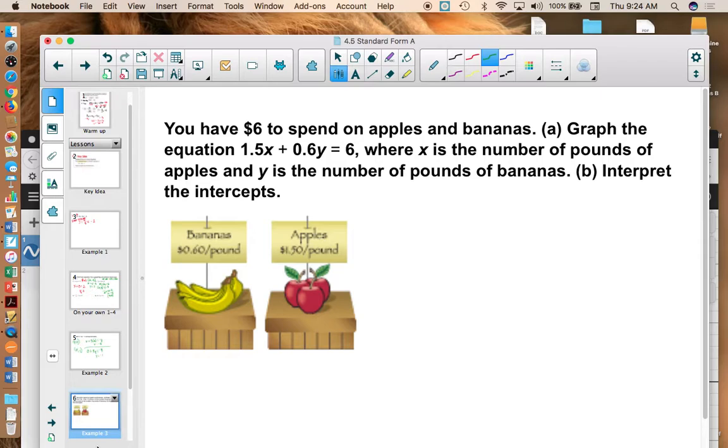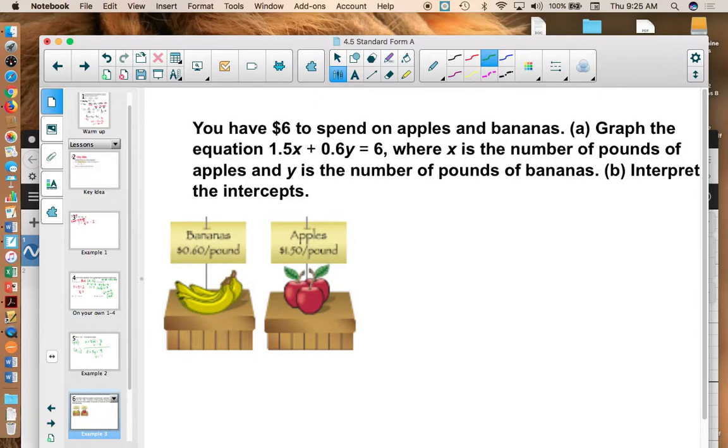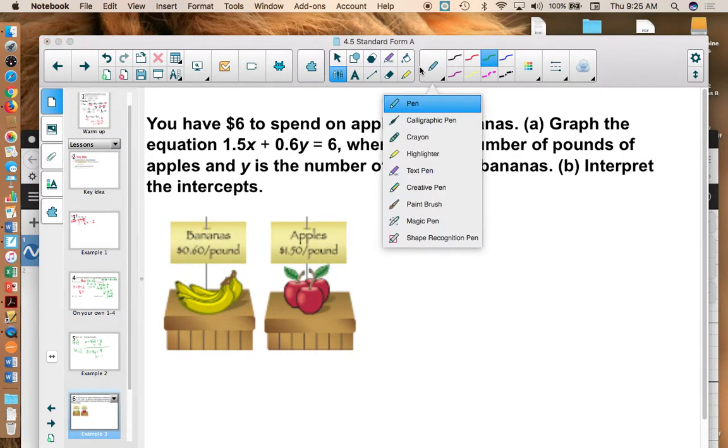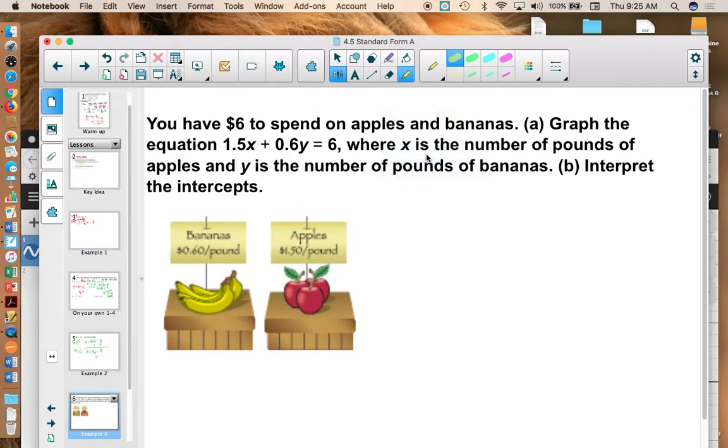Now, they have given you an equation. What format is that equation being written in? What's its format? Class? It's standard. This is the standard formula right there. Okay?